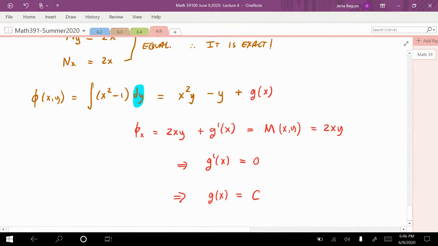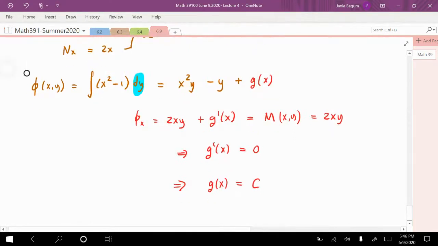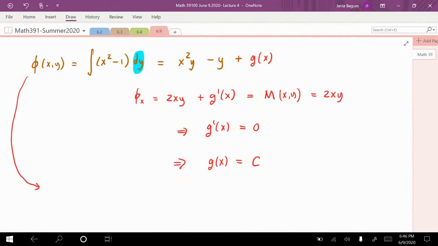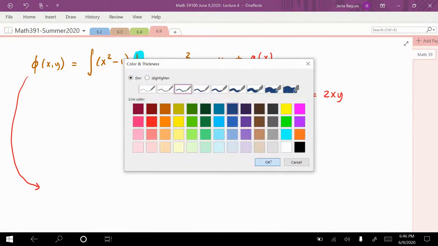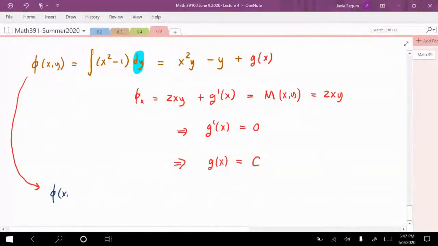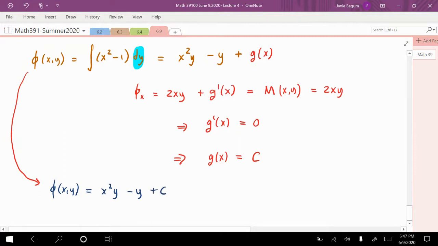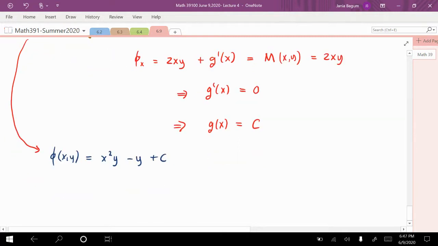And now we go back to our solution. So here's the solution. The function that we're calling phi of x is going to be x squared y minus y plus g of x. Well, g is nothing other than a constant. And then we're also calling phi a constant. So we have x squared y minus y is equal to a constant. So that would be the solution to this exact equation.